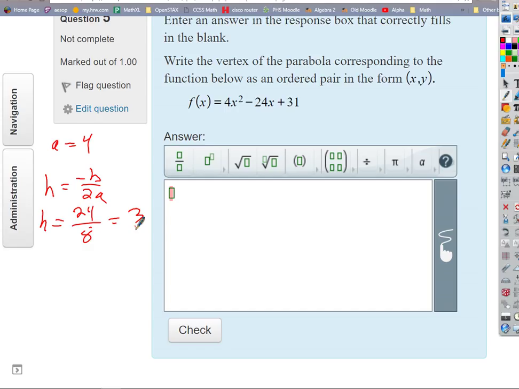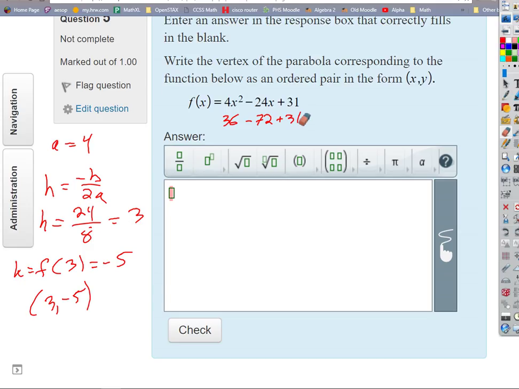How would I find K? Plug it back in. So K is going to equal f of 3. If I plug 3 in, I'm going to get 4 times 3 squared, that's 36, minus 24 times 3 is 72, plus 31. So 36 plus 31 is positive 67, minus 72 is negative 5. So the vertex is going to be at (3, -5), right?